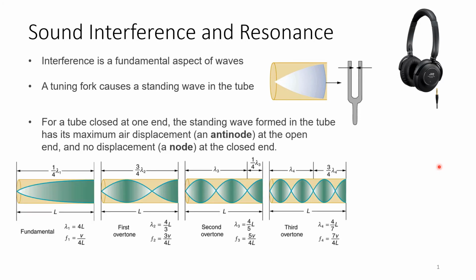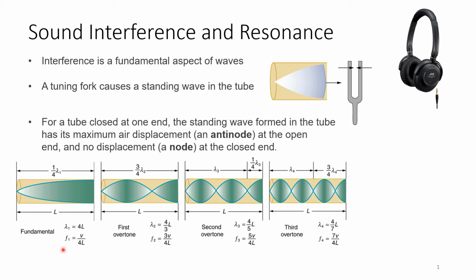so that this corresponds to the wavelength equals 4 times the length of the tube. Given that the maximum air displacement is possible at the open end and none at the closed end, there are other shorter wavelengths that can resonate in the tube, as shown in the picture here.